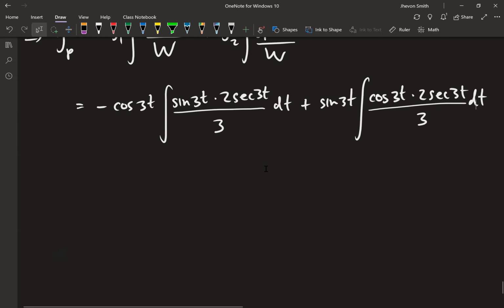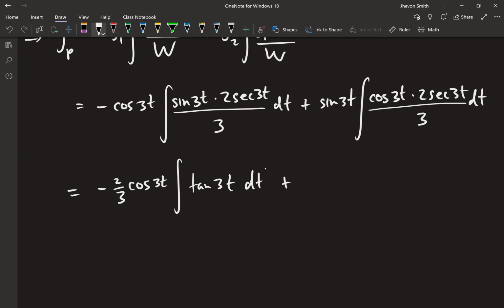Yeah, so that's that. Now secant, remember, is just 1 over cosine. So I can think of this as minus 2/3 cosine 3t times the integral. The secant I can think of as 1 over cosine 3t, and then sine 3t times 1 over cosine 3t. Well, that's just tangent of 3t. Plus, I have the sine 3t here. And I can factor out a 2/3.